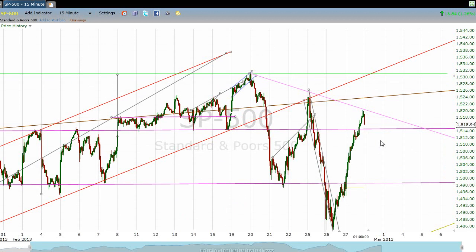Getting back into this 1498, 1515 range, I always thought that was a possibility, maybe even a desirable thing. But what surprised me today was getting up over 1515 and actually getting up briefly to 1520.